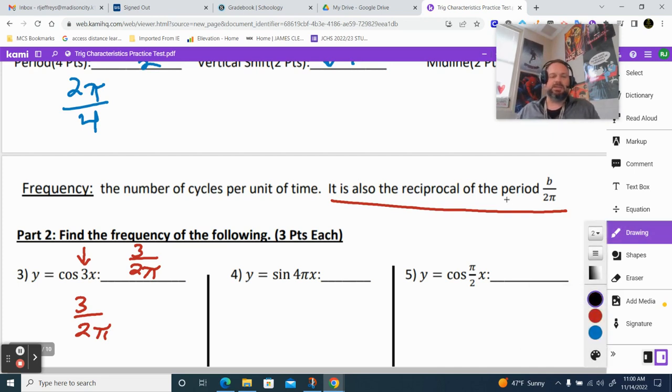All right. This one right here, this is 4 pi. This is our B here. So this is 4 pi over 2 pi. Yep, just 2.